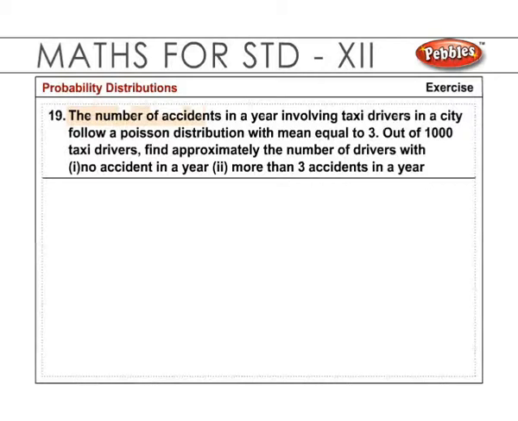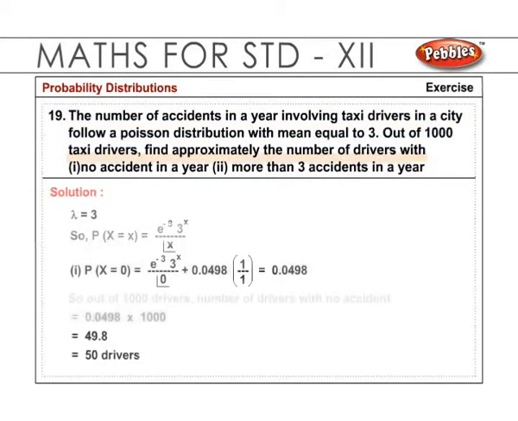The number of accidents in a year involving 60 drivers in a city follows a Poisson distribution with a mean equal to 3. Out of 1000 taxi drivers, find approximately the number of drivers with no accidents in a year, and more than 3 accidents in a year.